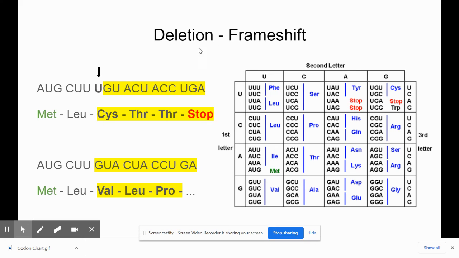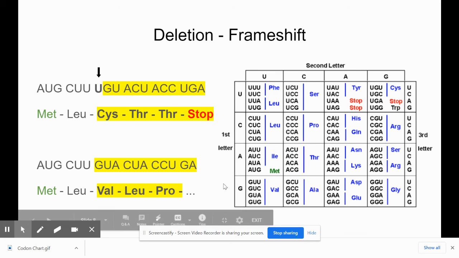This is a deletion frame shift error, and like insertion frame shifts, these are very bad. Never a good outcome because the amino acid sequence is completely changed from the point of the deletion on, and that protein will be non-functional, potentially lethal. All right. I hope that was helpful.